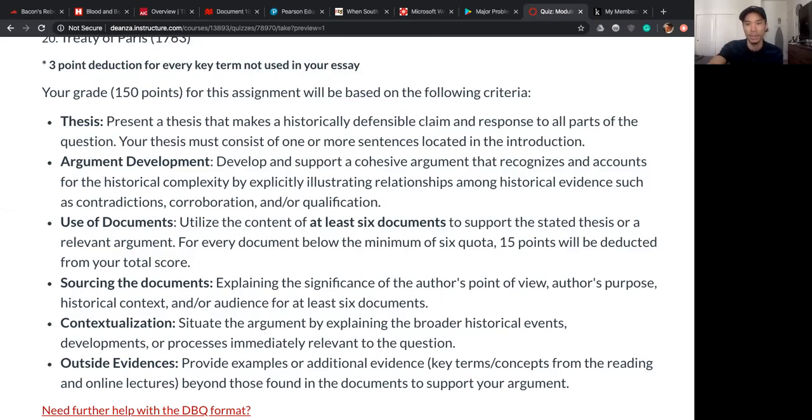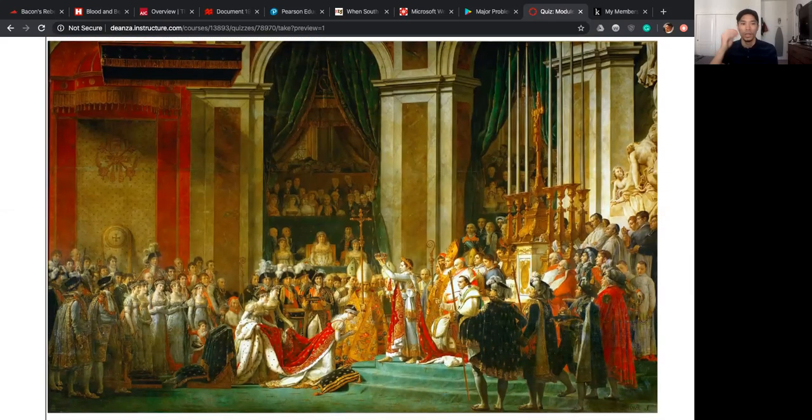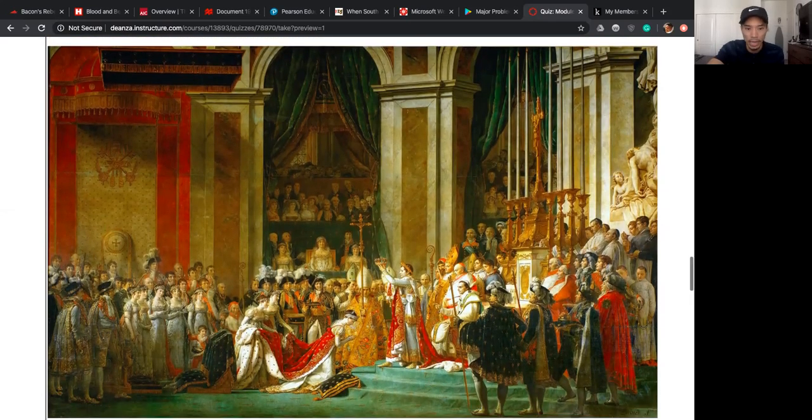Go beyond the documents. What I mean by this is, for this document right here, Document number 7, yes, it is the coronation of Napoleon. Yes, I see that he's holding a crown. Yes, I see that it's in a fancy building. People are wearing a lot of fancy clothes, right? Yes, I see all of that. Do not waste your time writing in words what my eye can see. Yes, this is the coronation of Napoleon.